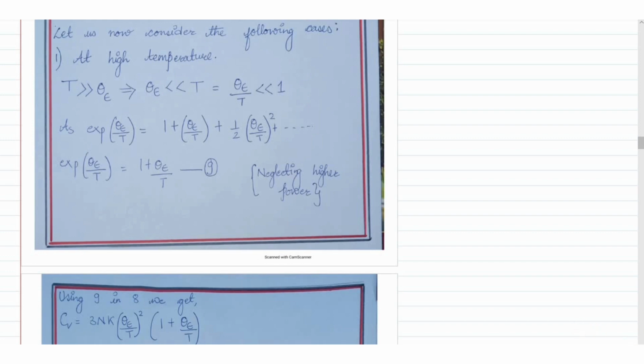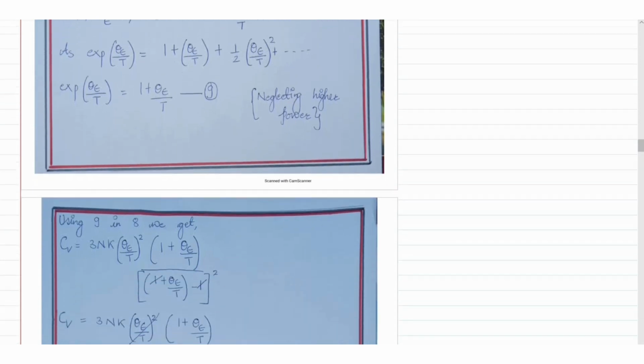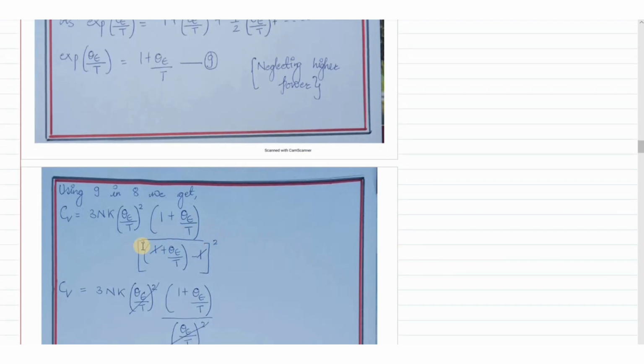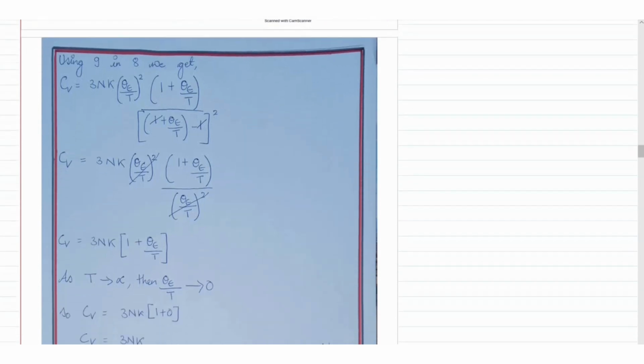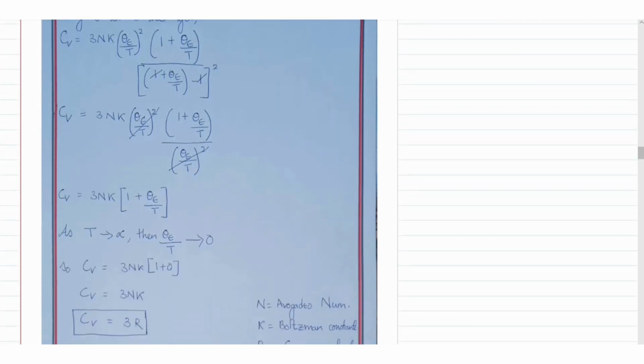So now using equation number 9 in 8, we get that Cv is equal to 3n k (theta E by T) whole square. In place of exponential theta E by T, we can write 1 plus theta E by T, divided by (1 plus theta E by T minus 1) whole square. This minus 1 and this plus 1 get cancelled. Then we get Cv is equal to 3n k (theta E by T) whole square (1 plus theta E by T) divided by (theta E by T) whole square. This (theta E by T) whole square and (theta E by T) whole square get cancelled out. So Cv is equal to 3n k (1 plus theta E by T).